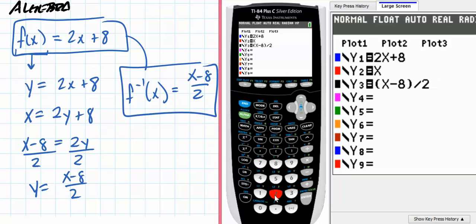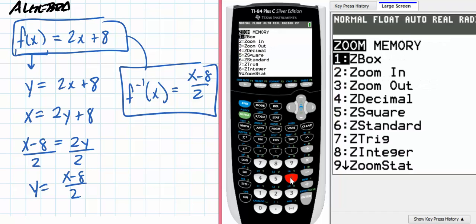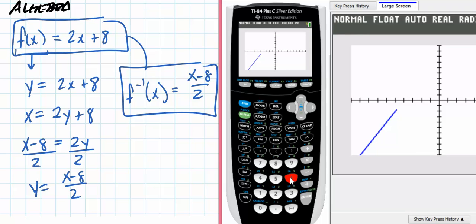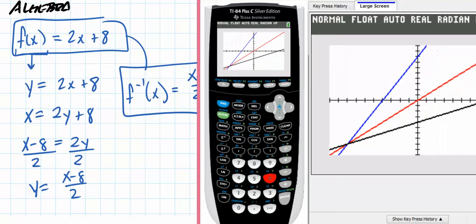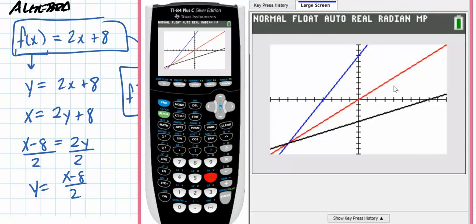So then if I hit zoom 6, which is the standard window, you'll see there's no negative in this particular case. You should see two lines, and they should be reflected over, oh, what happened on that? That looks funky, right? Oh, I'm sorry. The red one is the line y equals x. Yeah, this doesn't actually look rectangular.